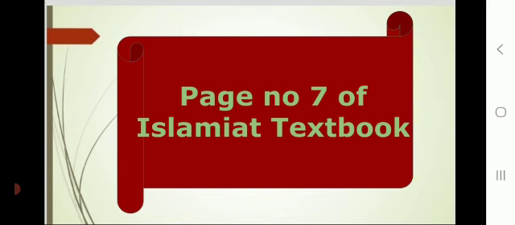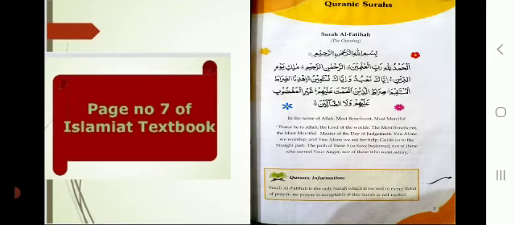So now just open page number 7 of your Islamiat textbook. We can recite the surah and we can write down the date and day on that page. Okay, so just open page number 7 of your Islamiat textbook. Hurry up. I hope you are doing well. I hope you have taken it out. Have you opened page number 7 of the Islamiat textbook? Very good. And I really hope that you are holding your pencils as well. Okay, so this is page number 7 of the Islamiat textbook.